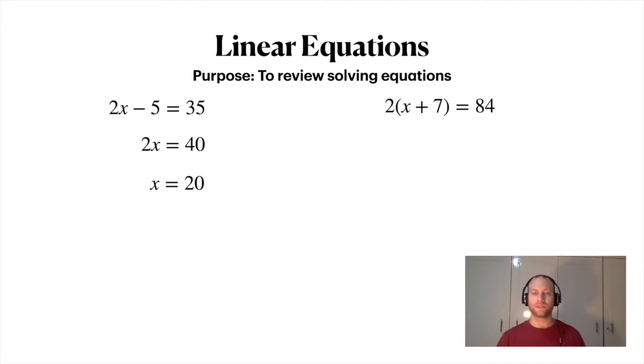Then you get one like this. Now there's two ways you could do this. You could divide by 2 first, make your life a little bit easier. But the way I would do it, I just expand the 2 into the brackets. Then you'd subtract 14 on both sides, divide by 2. You got your answer. Linear equations, very straightforward.